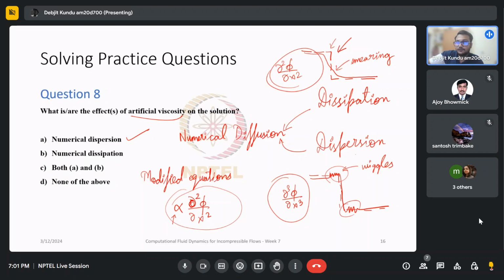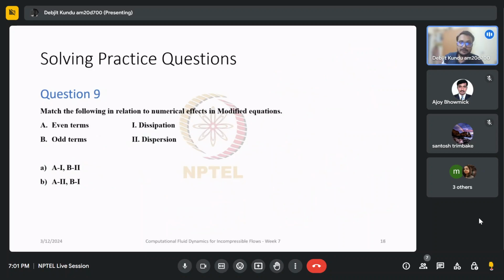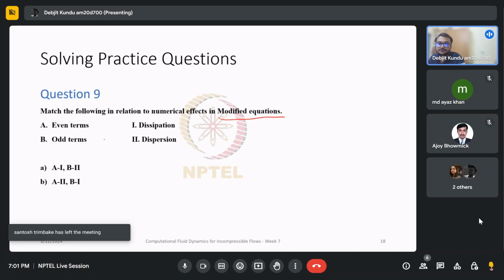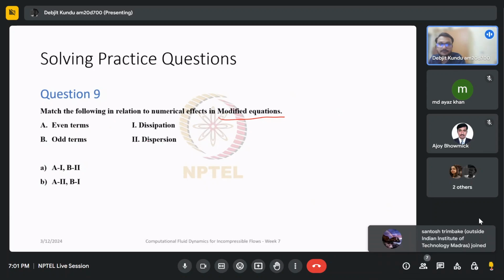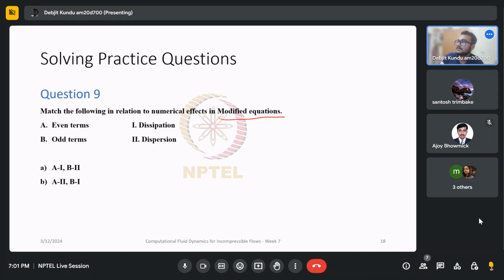All right, so moving on to question number 9, which is a match the following type of question. In modified equations, which terms bring about what effect? Is it the even terms which bring about dissipation or dispersion, or odd terms which bring about dissipation or dispersion? This is something that we immediately discussed. Everyone will be able to answer this. Is it option A1, B1, or is it option B?